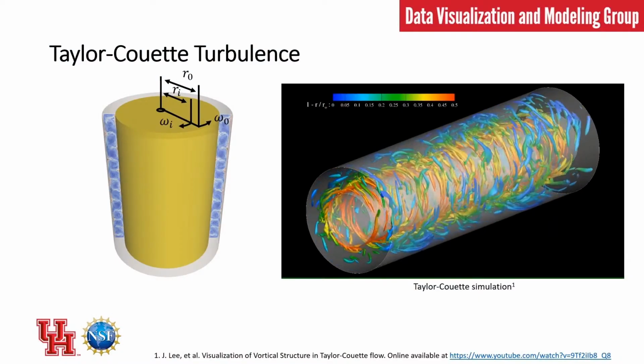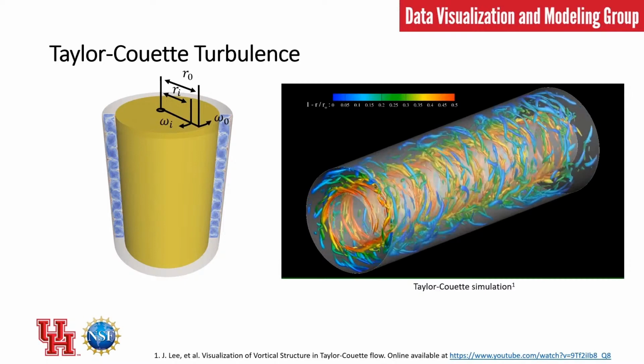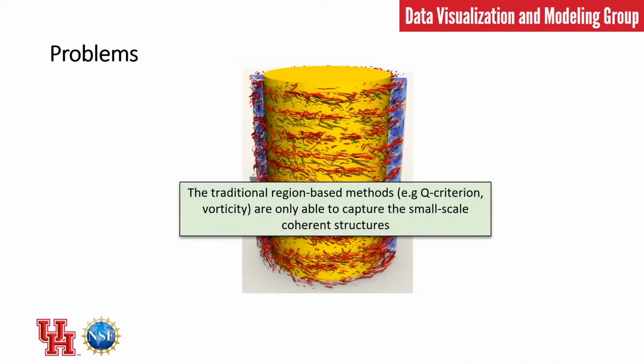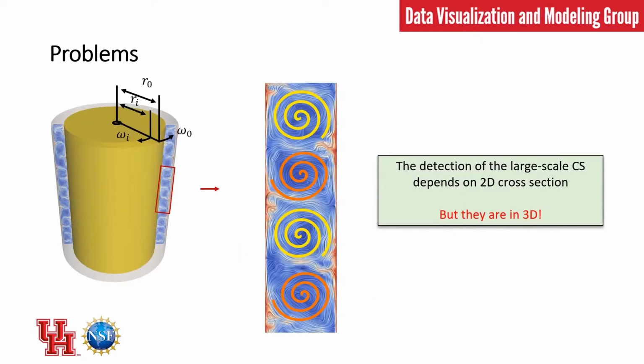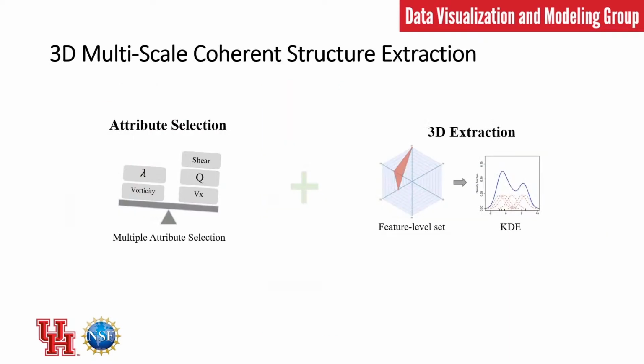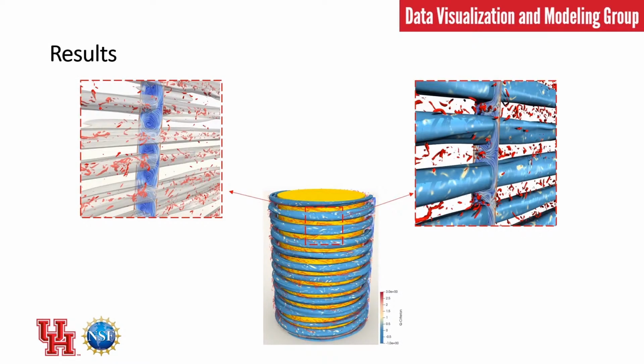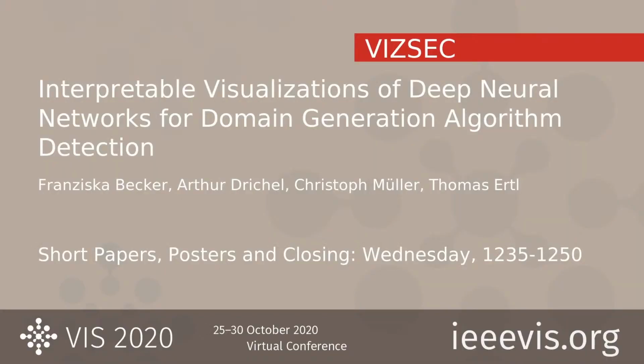Taylor-Couette flow is a turbulent fluid motion created in the gap between two rotating cylinders. The traditional region-based methods are only able to capture the small-scale coherent structure. The detection of the large structure depends on the 2D cross-section, which is not the true configuration. We adapt the feature-level set methods and the density estimation to combine multiple attributes and use them as the filter to separate large and small-scale structure.